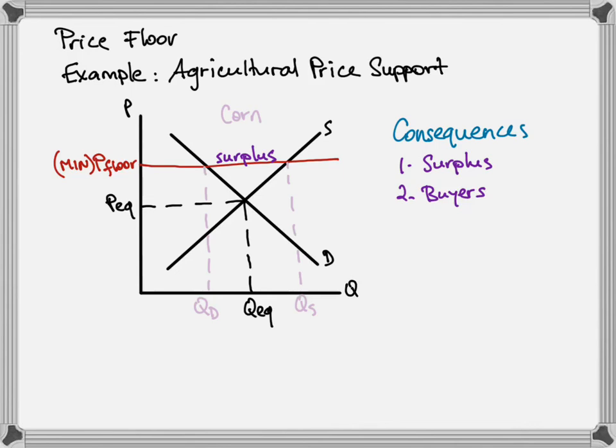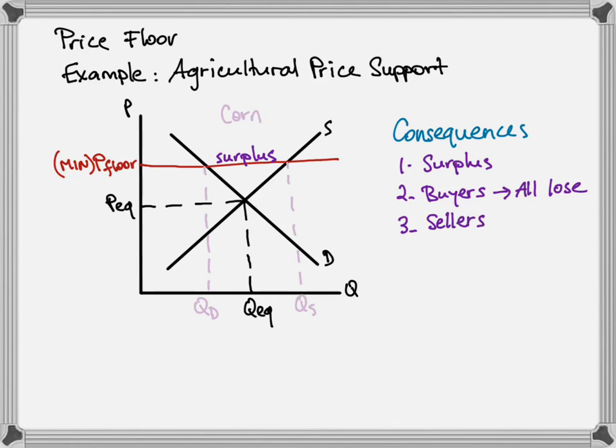Now let's take a look at who wins and who loses. In this case, let's take a look at the buyers. Some buyers will buy, but the price will be higher than the equilibrium price. And some other buyers, they're willing to buy corn, but the price is too high, so they're not going to buy corn in this market. So all buyers will lose. Now let's take a look at the sellers, the farmers.